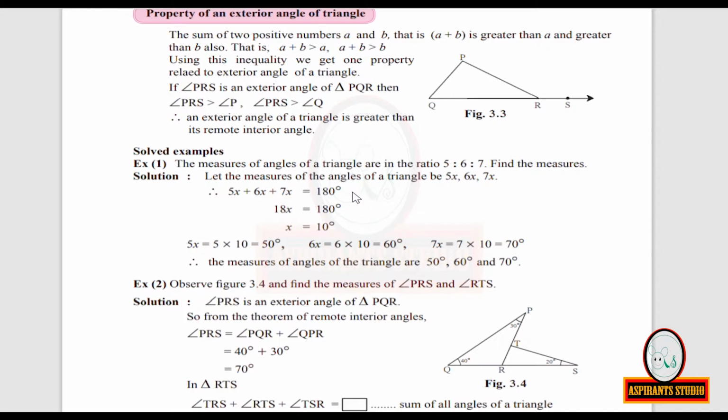We got the value of x. Now you have to substitute in 5x, 6x and 7x. So 5x will become 5 into 10. That is equal to 50 degrees.